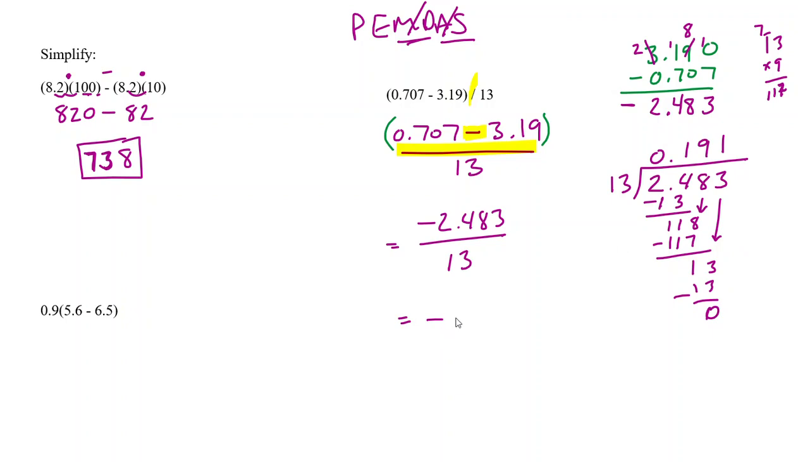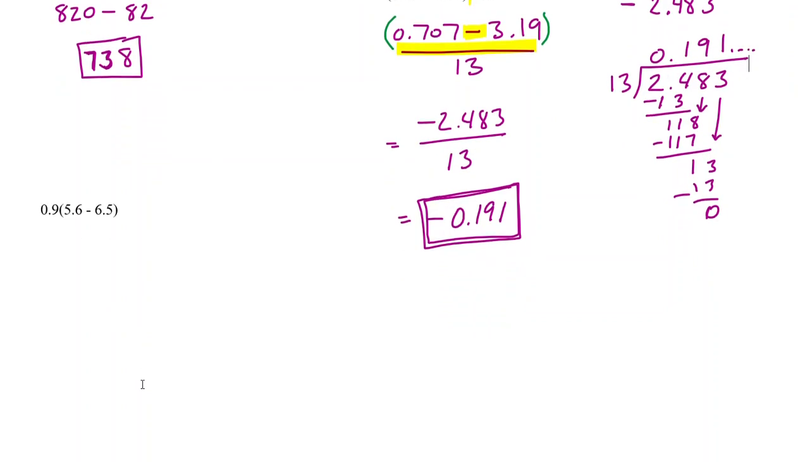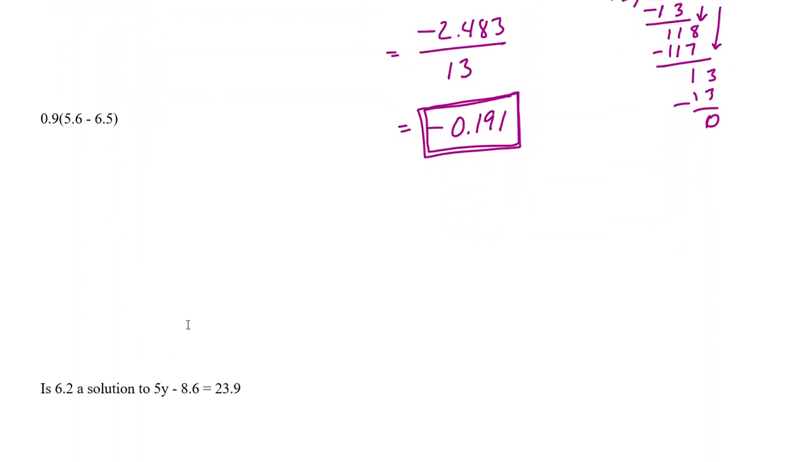It's negative 0.191. Now it's important to recognize that decimal answers don't always have to come out nice and neat and terminating. We call these terminating decimals where they stop. We don't have any more answer going on here. It's just a bunch of zeros. But you shouldn't expect that that's always going to be the case, but it turned out that way for this problem.